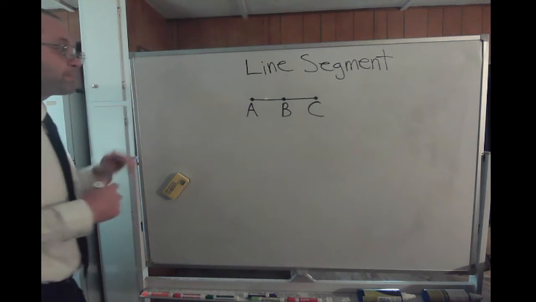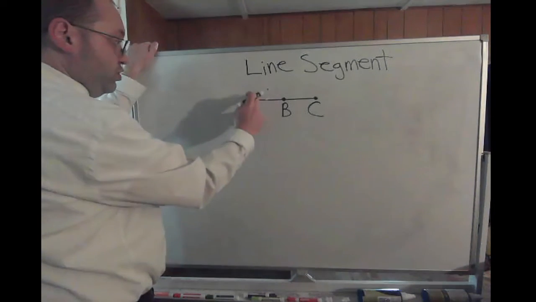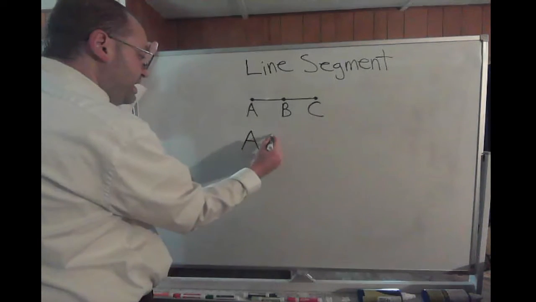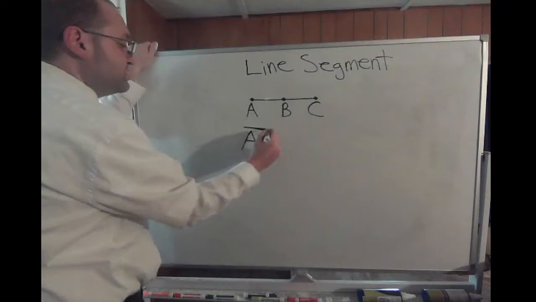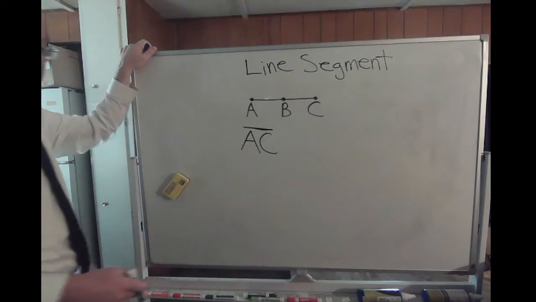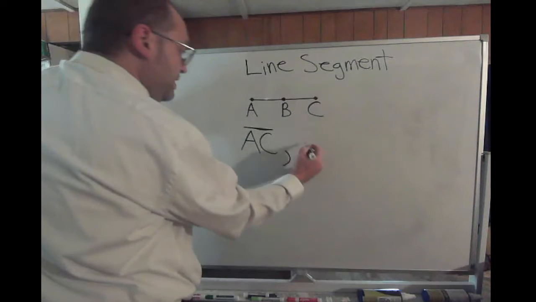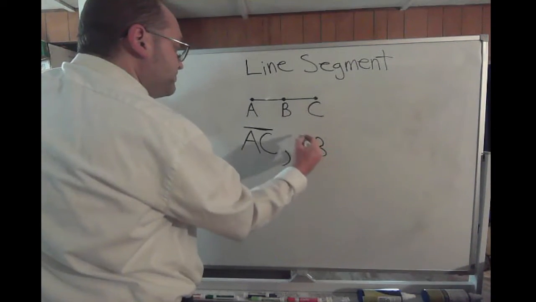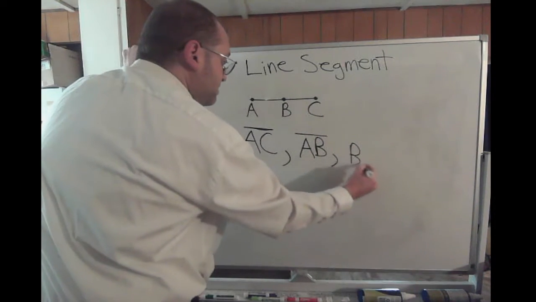So you can say you have the whole segment AC. A line segment is denoted by the letters with a simple bar above it. A simple bar above the letters denotes a line segment. You have AC. You could say also you have line segment AB, because it could start at A, end at B. Or you could say you have segment BC.